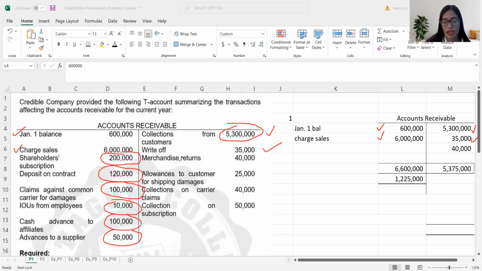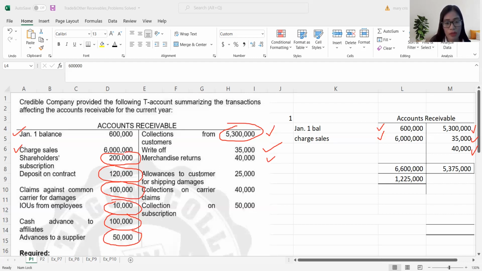Next is merchandise returns. So pag may returns, what will happen is that we'll be recognizing sales returns, and of course, that could decrease your accounts receivable. Kasi your entry will include a debit to sales returns and a credit to accounts receivable. So that's also correct na that we're going to recognize 40,000 as our returns, a deduction to your accounts receivable.